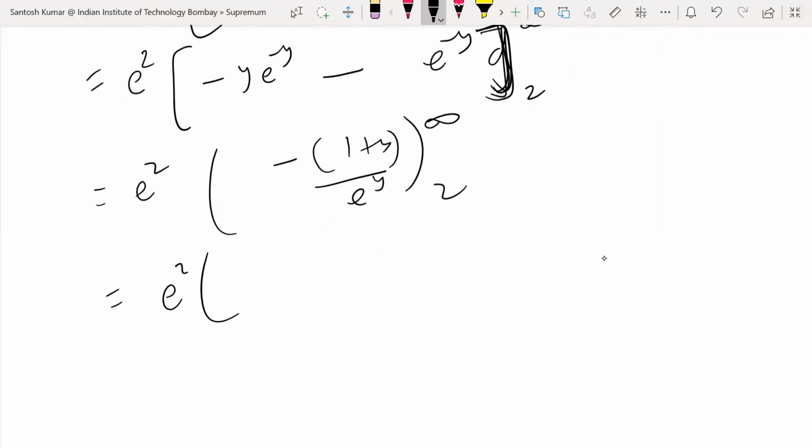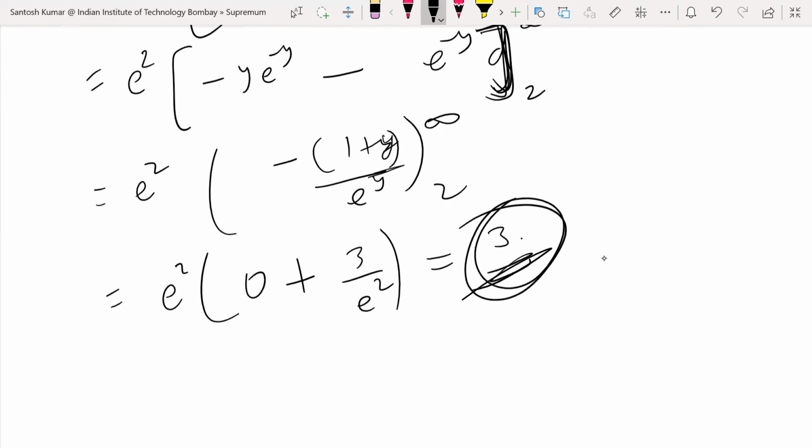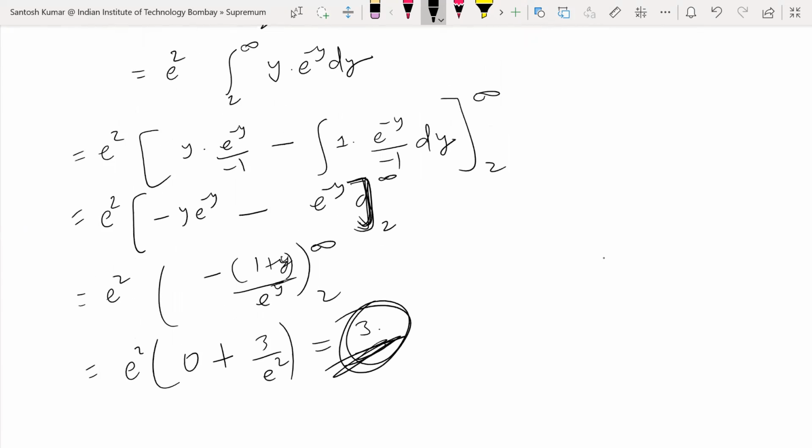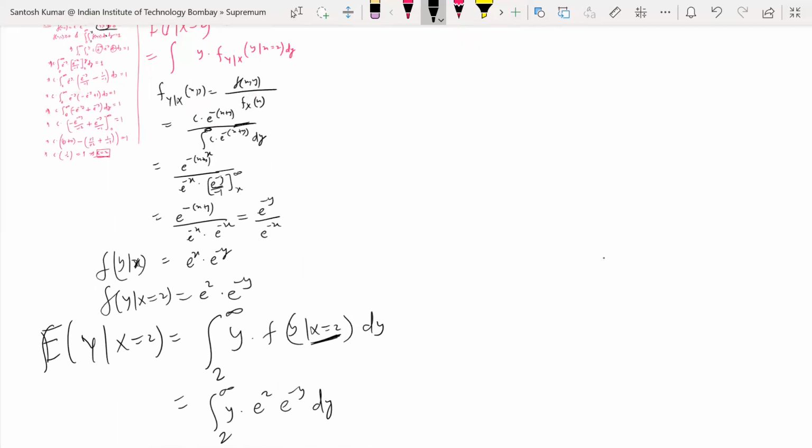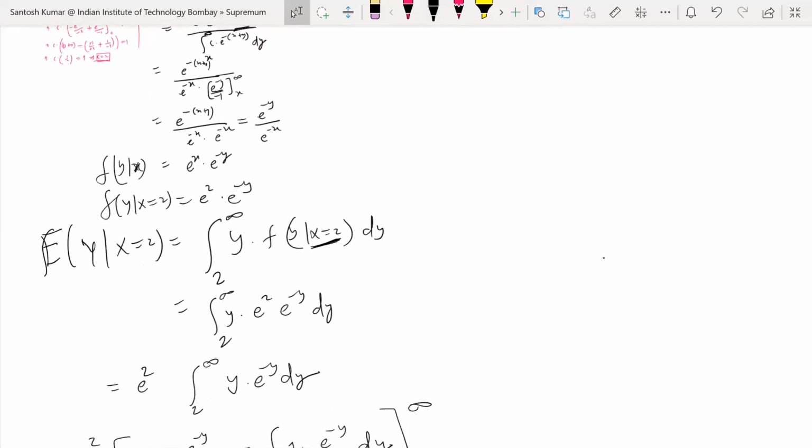If you solve this, you have to take the limit y tends to infinity. Since you will apply L'Hopital's rule many times for y tends to infinity, the denominator will never end, while the numerator will end after some time. So you will get constant upon infinity, which is 0. Minus of minus is plus, now put 2 plus 1, 3 upon e square. So finally 3 is the answer. So the answer we got is 3. C was 2.